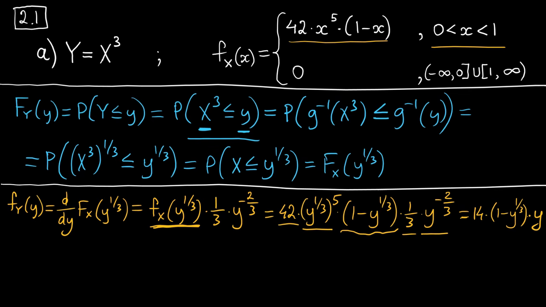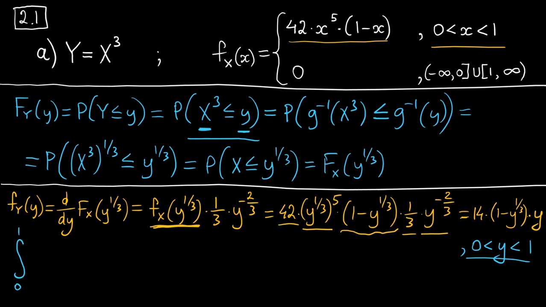And what is the support of random variable y? You can see that when we plug in 0 for x, we get 0 for y. And when we plug in 1 for x, we get 1 for y. So the support of y will be the same open interval between 0 and 1. Okay, and now let's briefly show that this PDF does indeed integrate to 1 over its support.